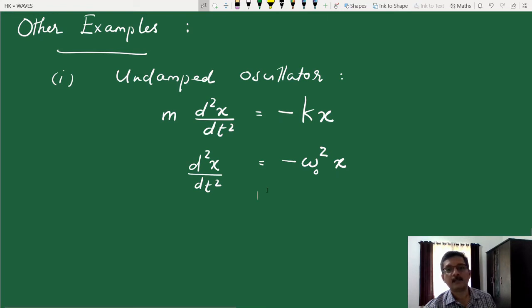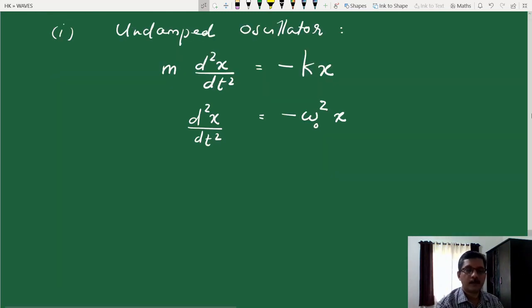And the highest derivative is 2, so it's a second order equation. Every term contains either the unknown function x or its derivative, so it's a homogeneous equation. Again, you see that if you want, you can make the right hand side 0, but it's not necessary. The term on the left side contains the second derivative of x, the term on the right side contains x itself. So every term contains either x or its derivative, so it's a homogeneous equation. And it's not a partial differential equation because x depends only on time. When you differentiate with respect to time, it's an ordinary differentiation.